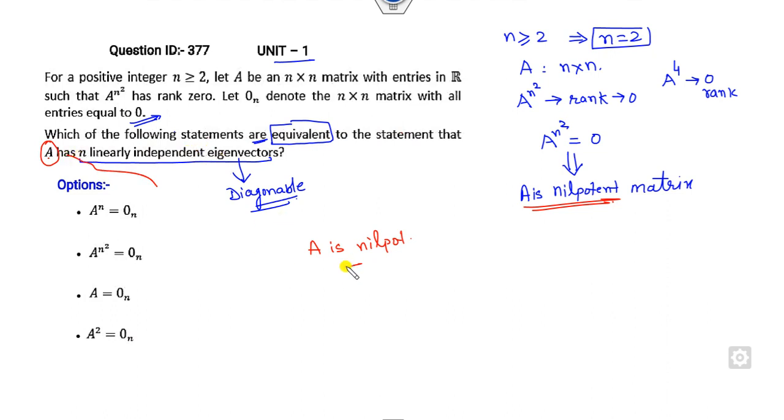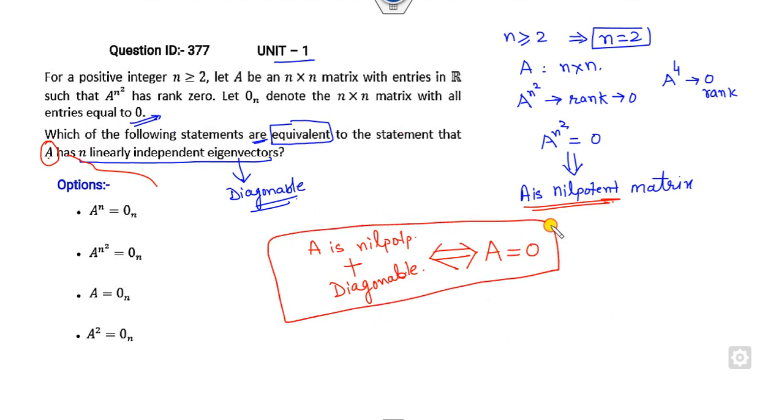A is a nilpotent matrix and A is a diagonal matrix. This is given to you. So what is the condition of that? You all know there is one result: if A is a nilpotent matrix and A is a diagonal matrix, then A is 0. Remember, this is the only result. Whenever A is nilpotent and A is diagonal, it means A is always 0. So this is the correct option.